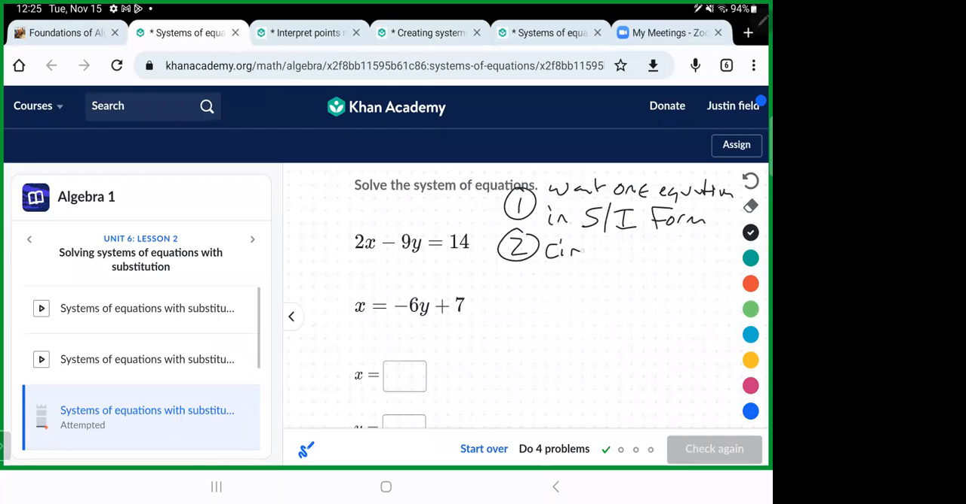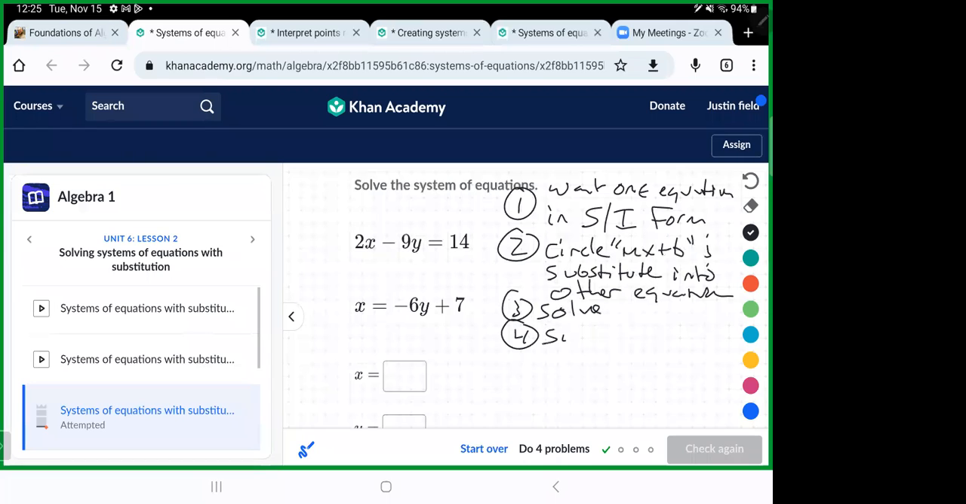And then we circle the mx plus b and substitute into the other equation. Then we solve and substitute the answer into the other equation and solve for the other variable. I know my handwriting is terrible, but this pen is not working.